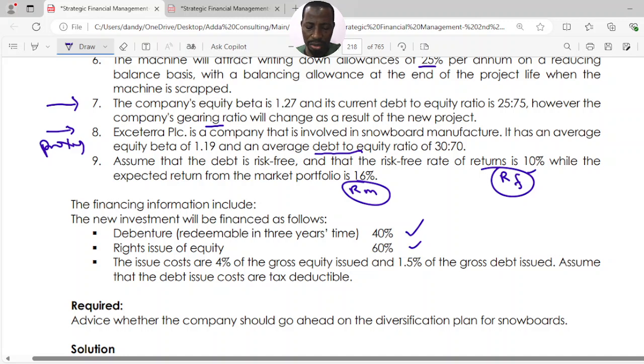Assume that the debt issue costs are tax deductible. So in this case, the examiner is now asking us to advise whether the company should go ahead on the diversification plan for snowboards. You can see the examiner did not tell us whether we should use adjusted present value or NPV to appraise the project. But in this question, I can see issue cost. It means that I'm supposed to use APV to appraise the project.